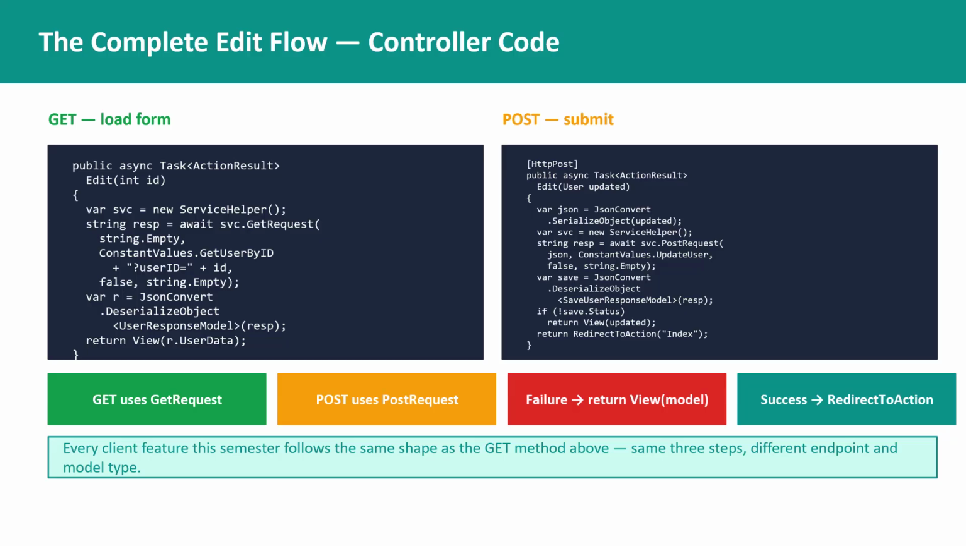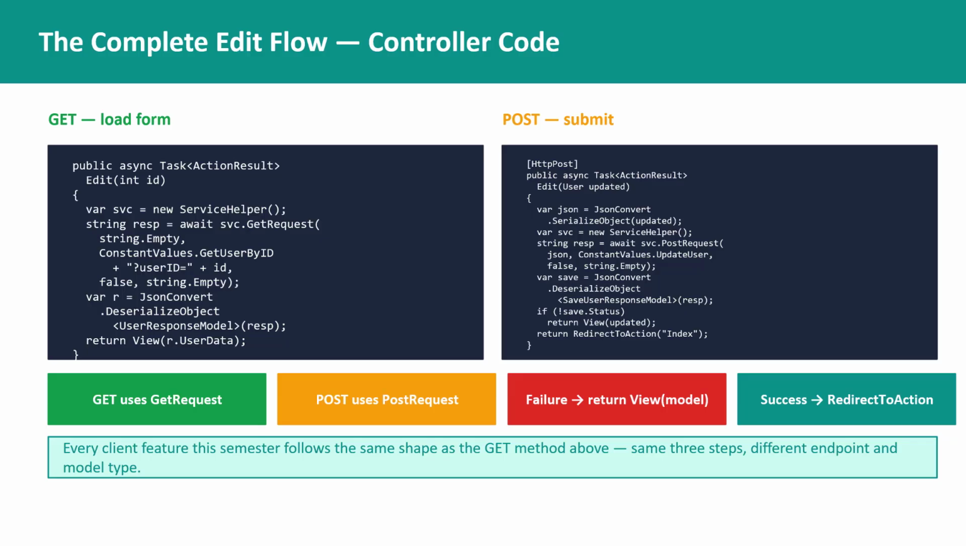The post method has a similar structure, but with the post request. We serialize the incoming user object to JSON first, then we call post request with update user. We deserialize into a save user response model, check status, and redirect or return based on the result.